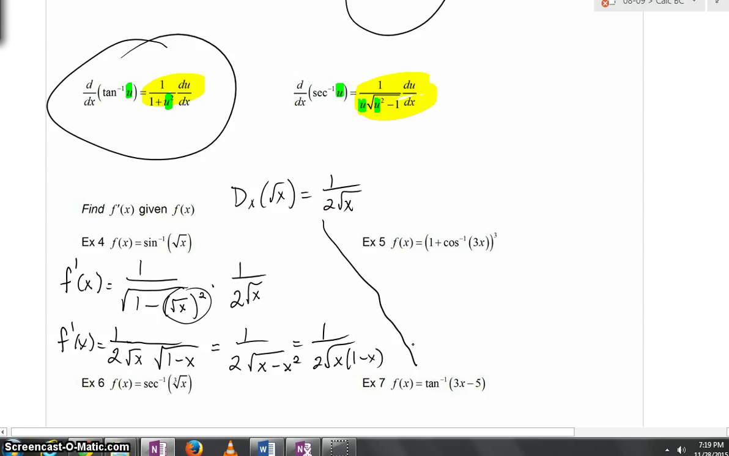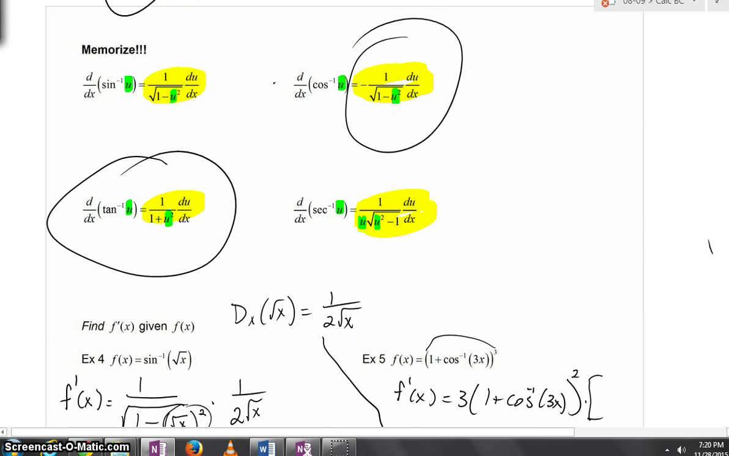Okay, as we take a look at example 5, as we take this derivative, we're going to use the chain rule. We're going to bring that 3 down. We'll say 1 plus inverse cosine of 3x, and now we'll have a second power. And then we have to take the derivative of the inside. The derivative of 1, of course, is just 0. But let's remember what the derivative of inverse cosine is.